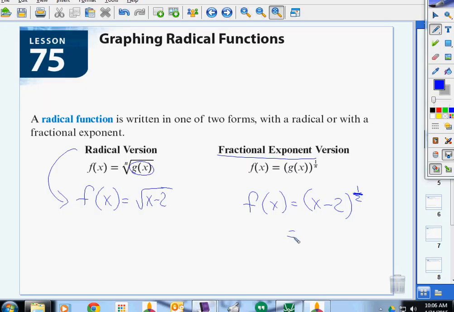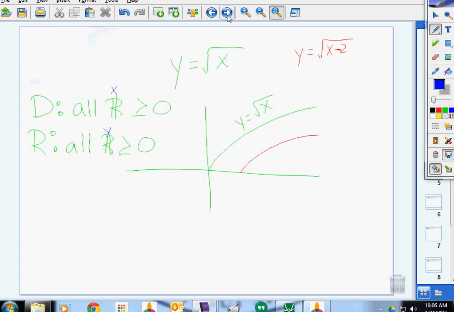I'll just say, oh, I know that means the square root, so I'll say x minus 2. Does that make sense? Because then when I get this, I'm like, okay, well, I'm familiar with this, so I'll be familiar with this as well. All right, so let's get started.